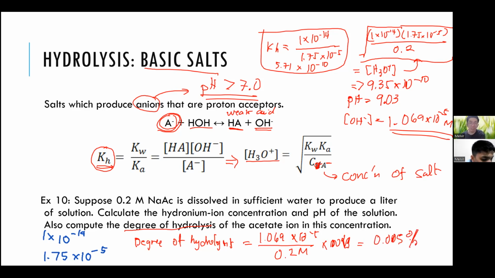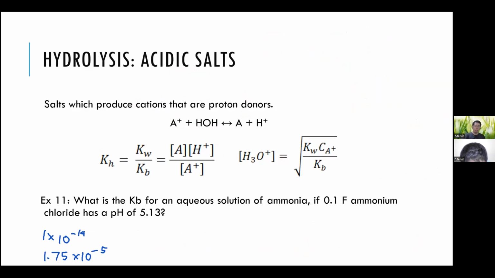0.005%. That's how small what you form is. Imagine, when you put in sodium acetate and the concentration is 0.2 molar, you will only produce 1.069 times 10 to the negative 5 molar OH minus from that salt. So that is a 0.005% degree of hydrolysis. Okay? So that is the degree of hydrolysis.